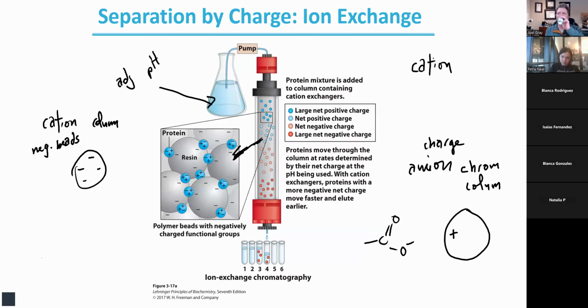Does that make sense? Yes. Okay. Thank you. An anion column would have positively charged beads. Ernest, absolutely.